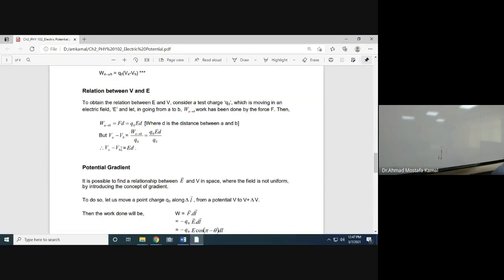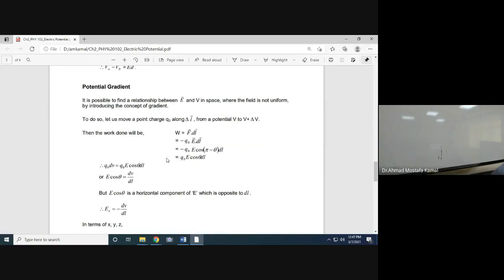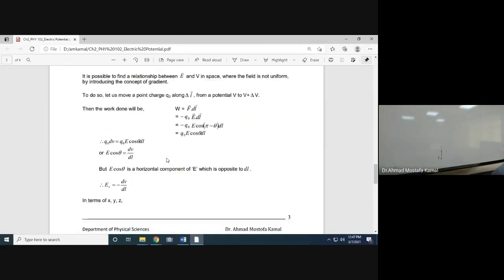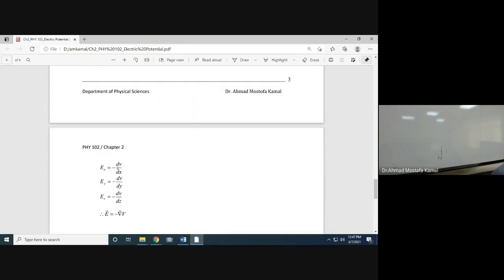This is actually this relation. You know that E equals V by d, voltage by distance. Electric field is equal to potential by distance. This is also true here, though not actually divided by distance in this case; in this case, it is the rate of change.